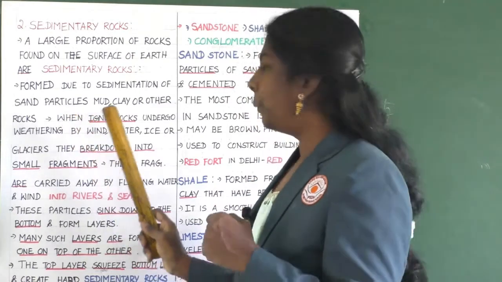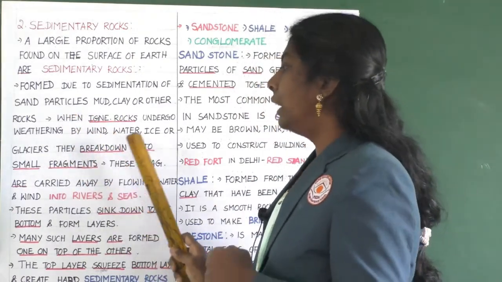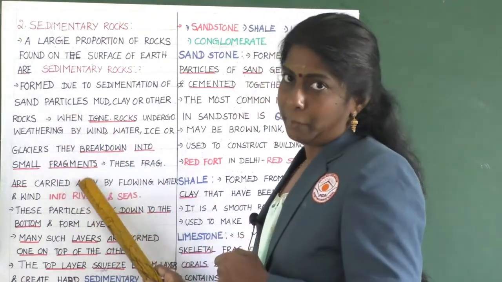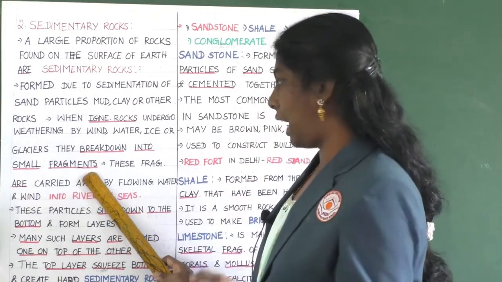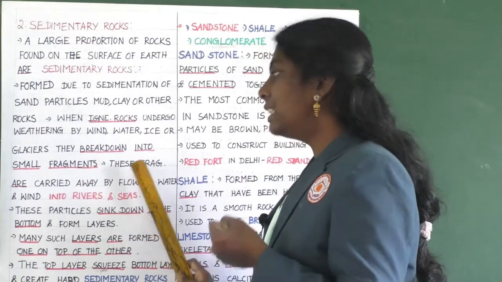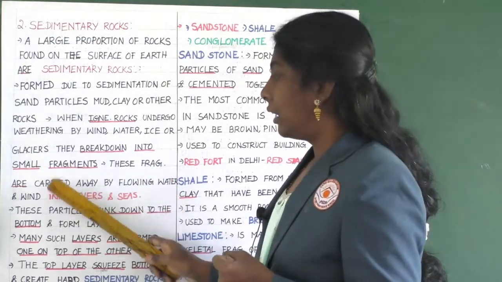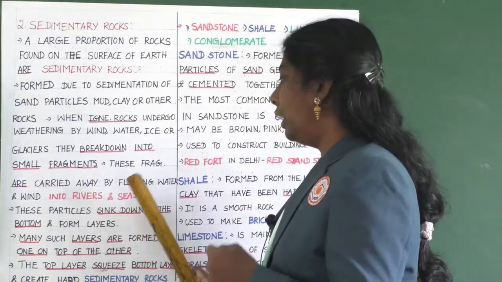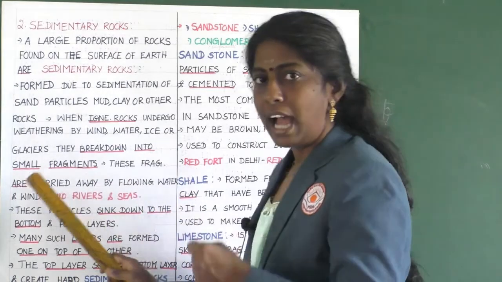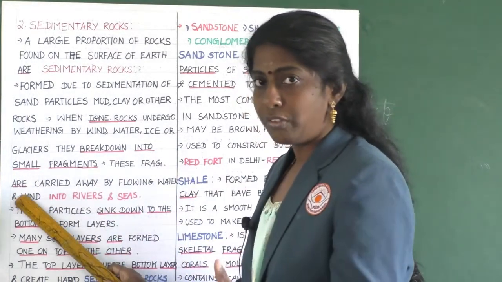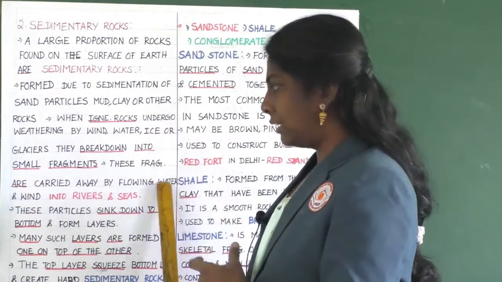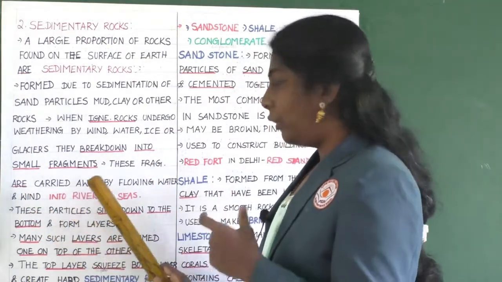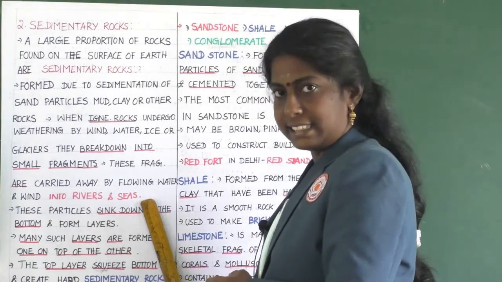Igneous rock will break down into small fragments. These fragments are carried away by flowing water and wind, and are further carried into rivers and seas.